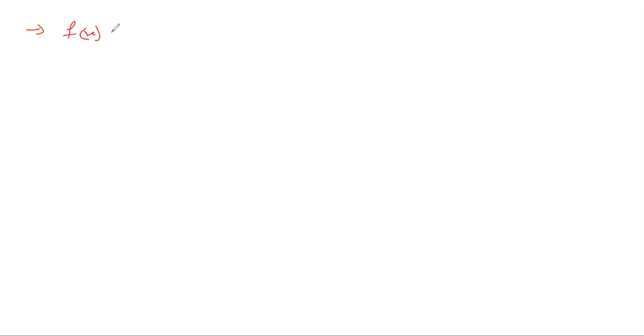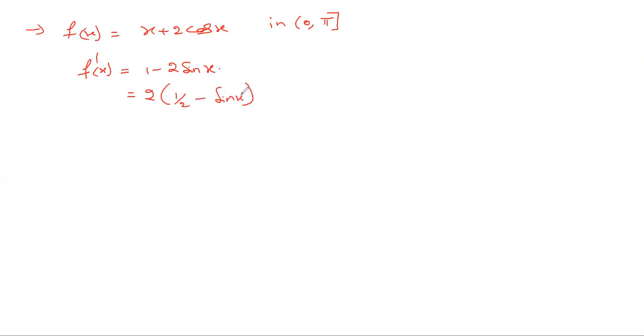Next problem. Given function f of x is x plus 2 cos x in the interval 0 to pi, closed. Point of local maxima, local minima we need to discuss. First, what we have to do, differentiate: 1 minus 2 sin x. So let us do one thing, take 2 common, it will be 1 by 2 minus sin x. So make it 0, f dash of x equals to 0, then sin x will be 1 by 2.